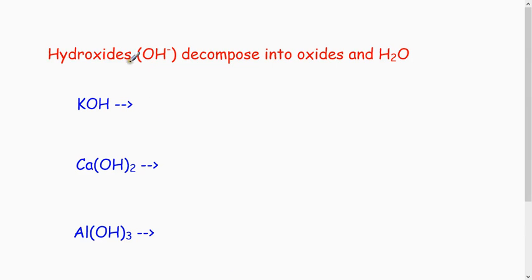The second type is when I have a hydroxide, something with an OH- ion. It is going to decompose into, again, an oxide, but this time the other product will be water. So KOH, I'm going to put the first element, potassium, with the oxygen. Again, look up the charges and crisscross, just like we did earlier. Oxygen has a -2 charge, potassium is +1, so it will be K2O, and water will be my other product.